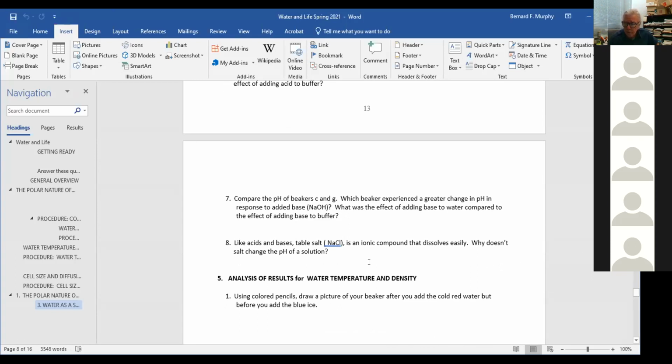Number 8, we already answered. Table salt is an ionic compound that dissolves easily. Why does the salt change the pH of a solution? Because it doesn't add hydrogen ions and it doesn't add hydroxide ions.